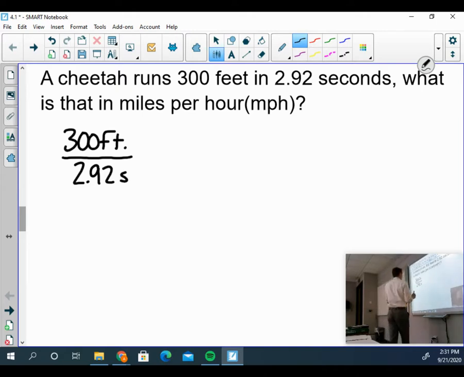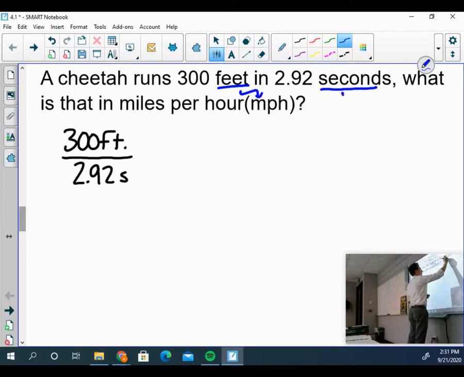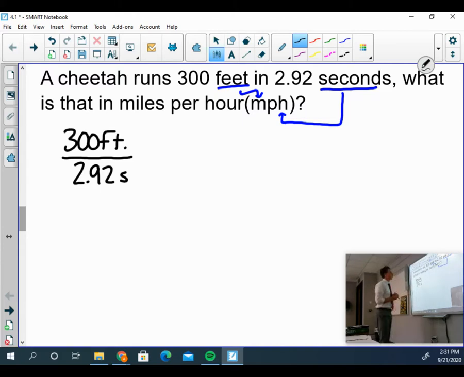Now, we're going to need a couple more steps because I need to transition feet into miles, and I need to transition seconds into hours. So we're going to have a couple more steps, but it's the same process. So let's use ratios to get down into the units we want. 300 feet in 2.92 seconds. Well, I need feet to end up being in miles. So my first thing is I want to get feet into miles.